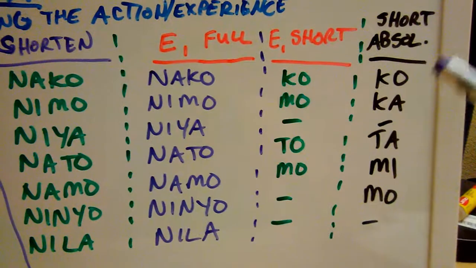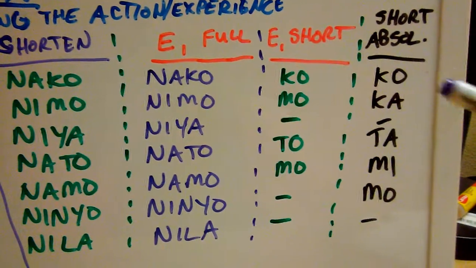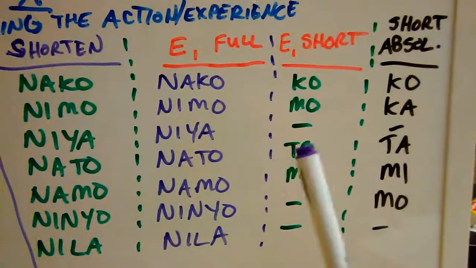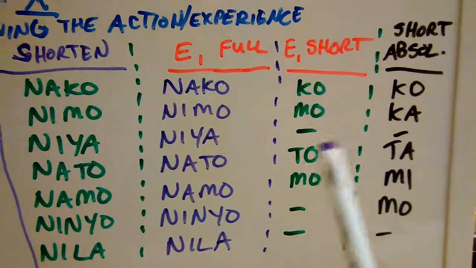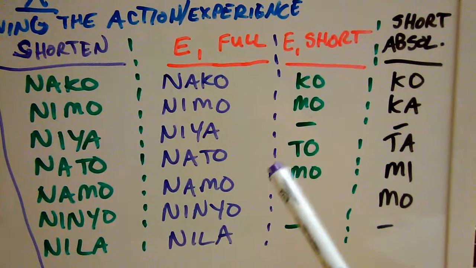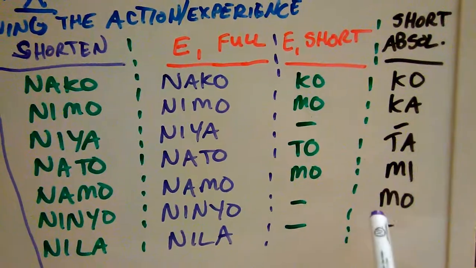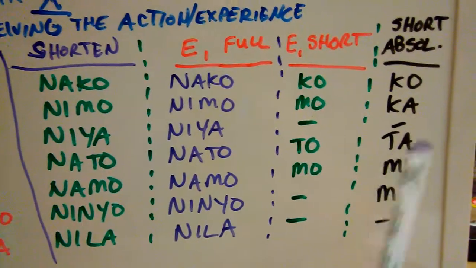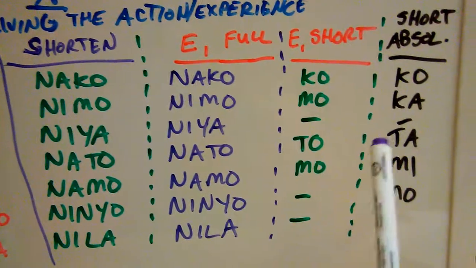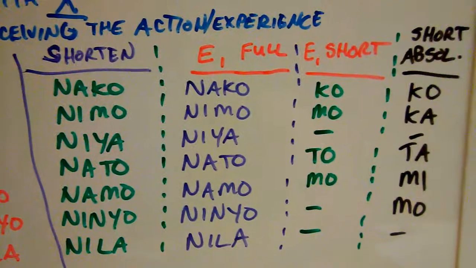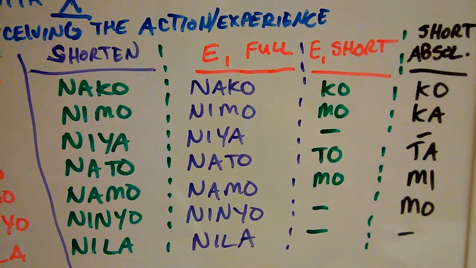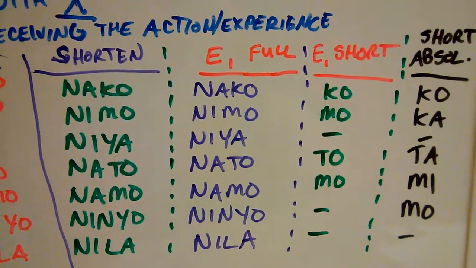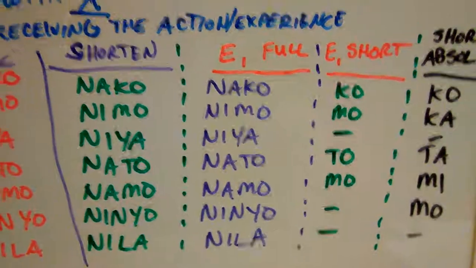But yeah, pretty much just don't get it confused, especially because a lot of the confusion I see with people comes from the ko and the mo, because there's the mo in the ergative short and the mo in the absolutive short. So keep that in mind when you're translating or expressing yourself, right? But yeah, if you have questions, put them down.